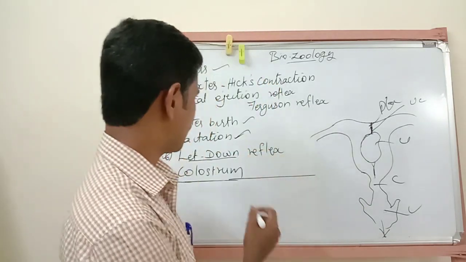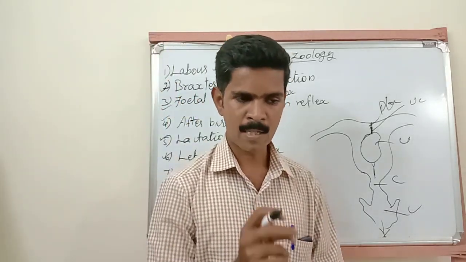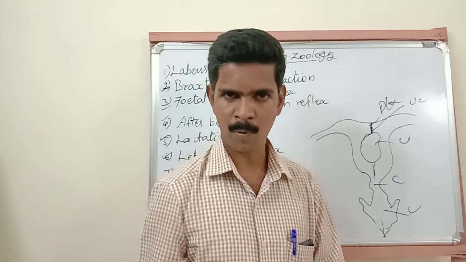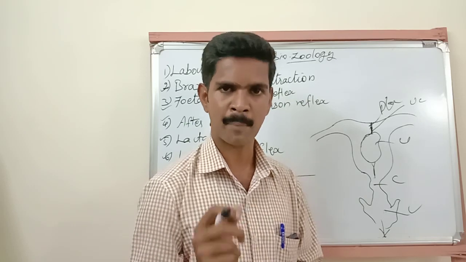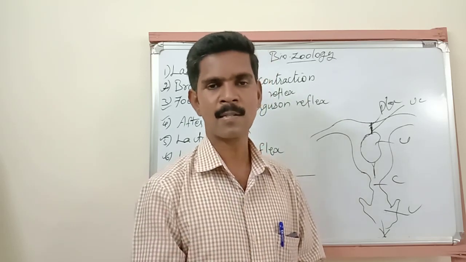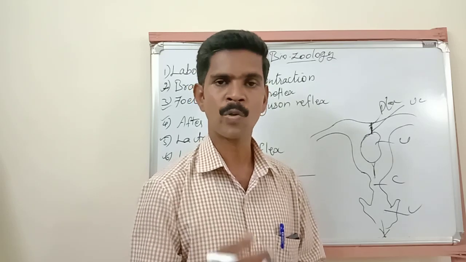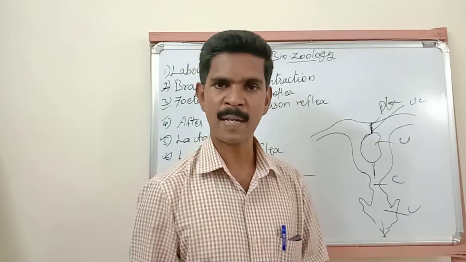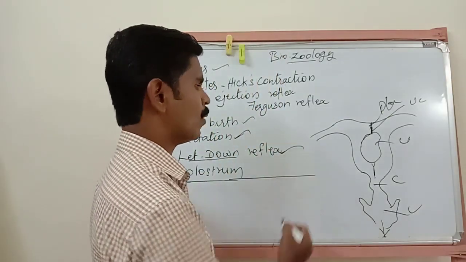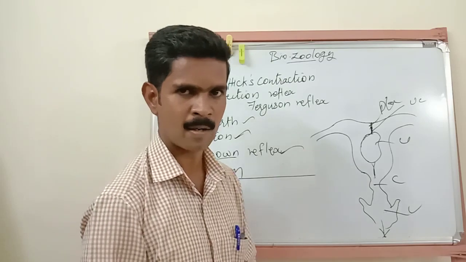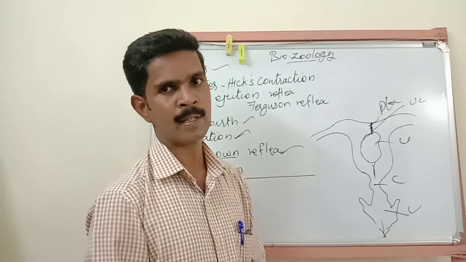Once again, let us repeat the points about the let down reflex. Let down reflex means that because of the oxytocin hormone, the milk is ejected from the alveoli of the mammary gland. And this oxytocin hormone helps the recently emptied uterus return to its pre-pregnancy size. This reflex is called the let down reflex. Understand, my dear students? Then shall we move to the next question?